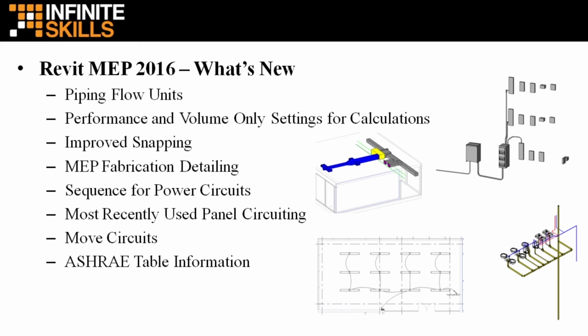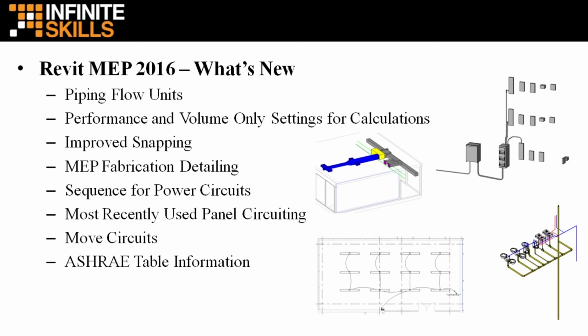In this lesson, we'll cover what's new in Revit MEP 2016. Several new things have been added to Revit MEP 2016, and several things have been carried over from Release 2015 R2. Some of the 2016 new functionalities and features include piping flow units.